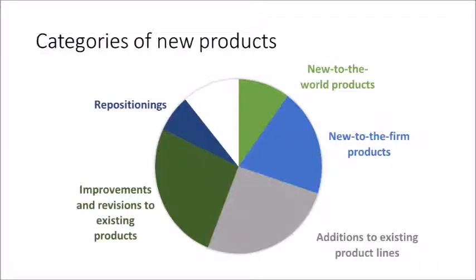Repositioning of products makes 7% of new products. It can also be seen as rebranding of products. We picked Mercedes as an example for this category since the introduction of this model is now only focusing on young people.